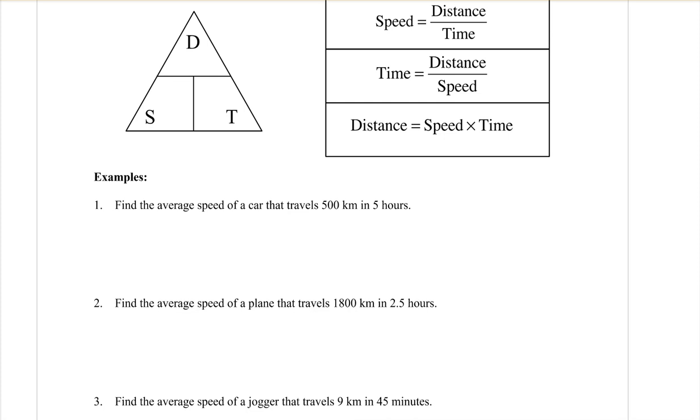Find the average speed. It will often say average because we do know that there's times we might drive faster or slower, but it's the average over the whole trip. And we still use this formula. So if I'm trying to find speed, cover the S, and it is distance over time. So I want you to write that formula down. S for speed equals D over T for distance over time.